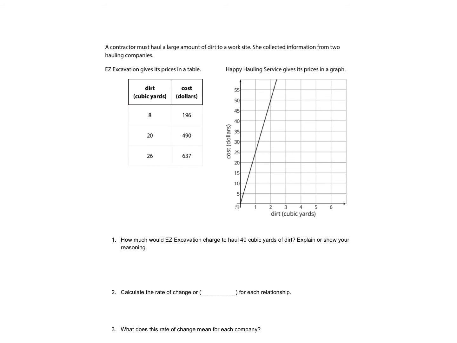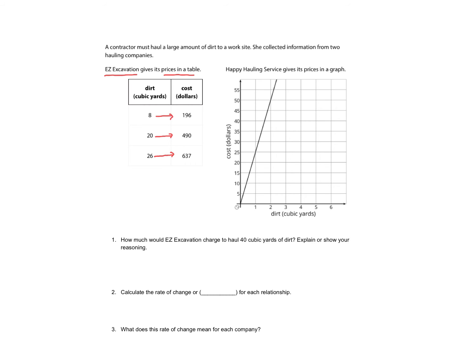A contractor must haul a large amount of dirt to a work site. She collected information from 2 hauling companies. So they didn't give us the contractor's name. So this one is Easy Excavation, and it gives its prices in a table. So if you buy 8 cubic yards of dirt, the cost is $196. If you buy 20 cubic yards of dirt, the cost is $490. If you buy 26 cubic yards of dirt, the cost is $637.